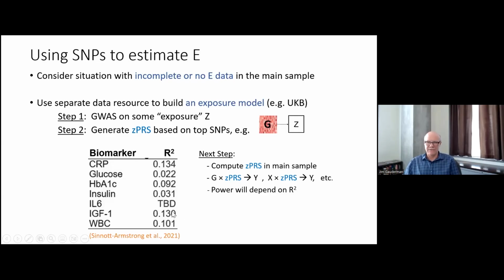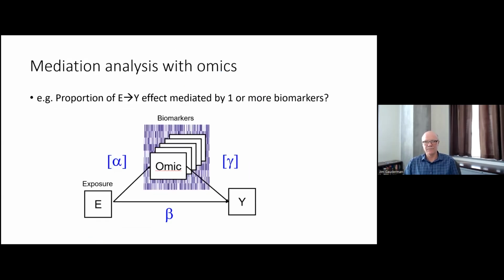Notice though that we lose something, obviously, because we know up front from cross-classification analysis that the R-squared in the original source population used to build the model is not that good for some of the biomarkers that we might want to follow up. So we need to keep that in mind.